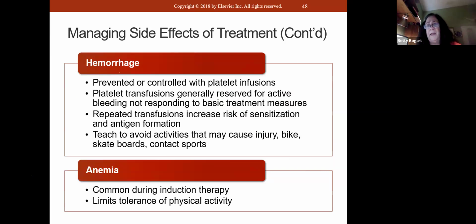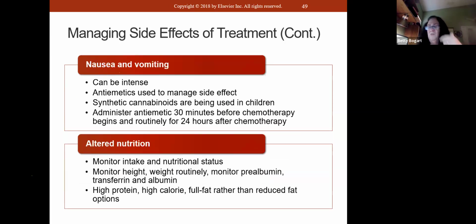Hemorrhage is going to happen because of those low platelets, so make sure you protect that child. With anemia, there's no iron and no oxygen, so that child is going to tire out. You need to reserve their energy. They're also going to be nauseous and vomiting with the chemo, right?